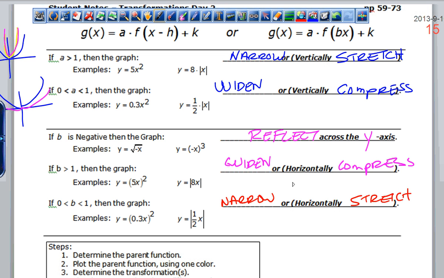So it's kind of opposite of what we think. The bigger the number, it doesn't stretch, it actually compresses. The smaller the number, between 0 and 1, it actually gets narrower, it actually does stretch. Groovy?